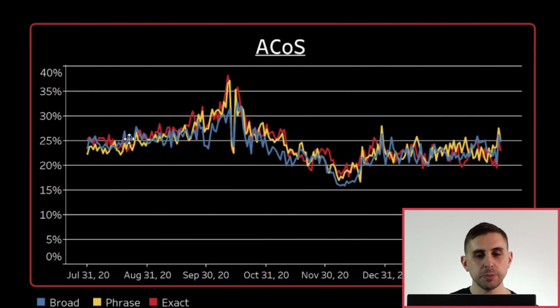So you can see here that we're looking at the 3 different match types and the ACOS performance, and generally speaking, they're fairly aligned, and when one goes up, the other one's been going up, and they've been trending together. So overall, the ACOS there really hasn't been too much of a difference across the board, and they tend to run together.